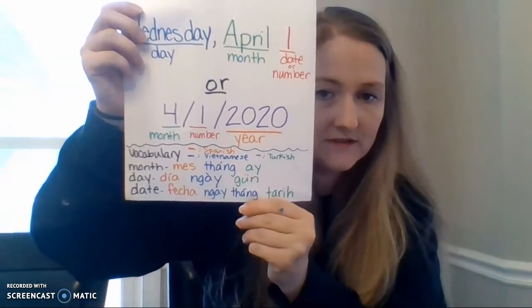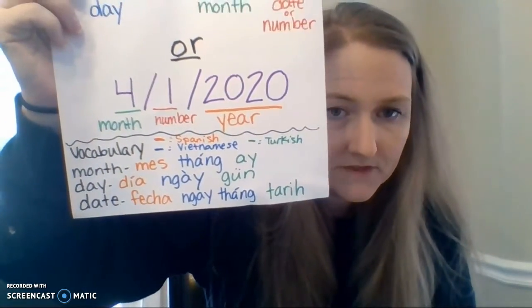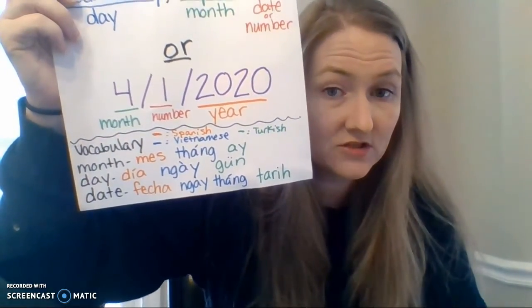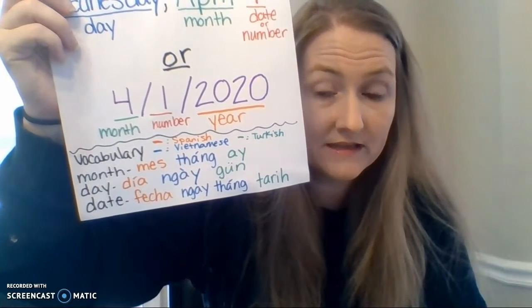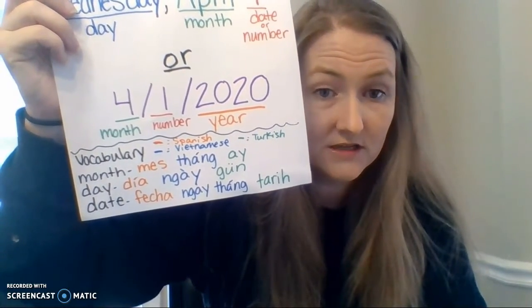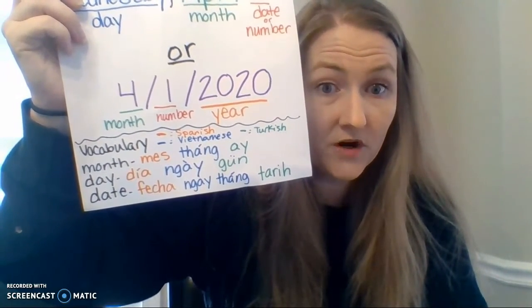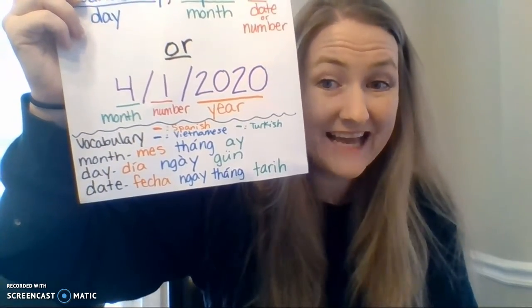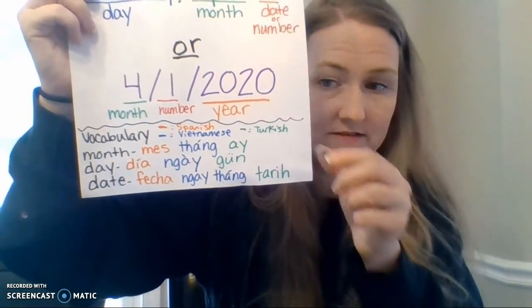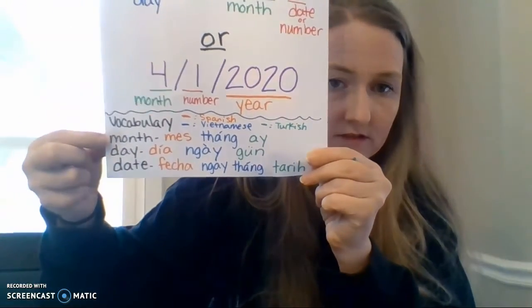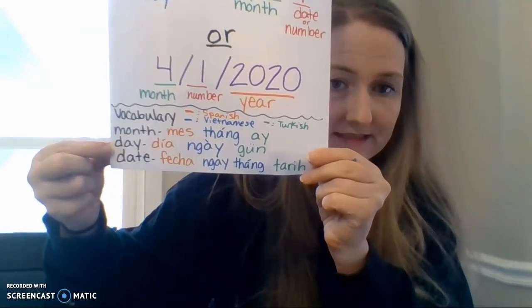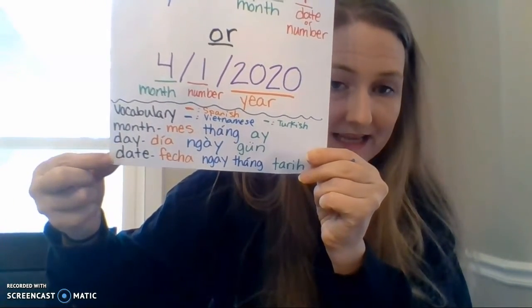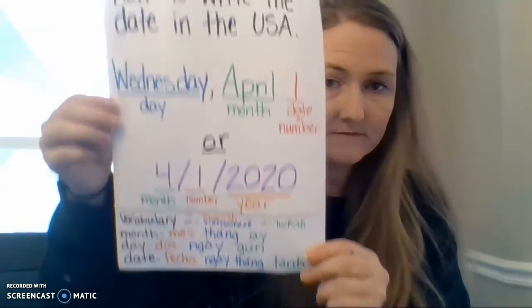I put some vocabulary at the bottom. Orange is Spanish, blue is Vietnamese, and green is Turkish. So that can help you with the words month, day, and date.